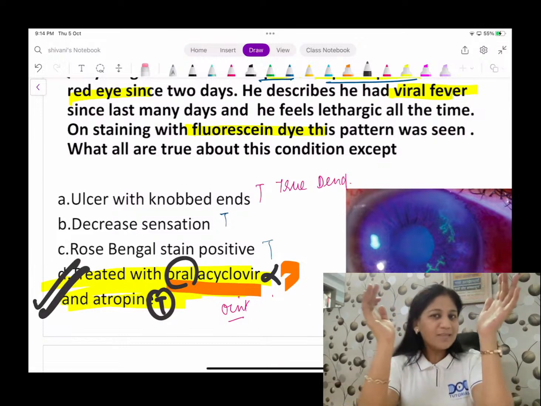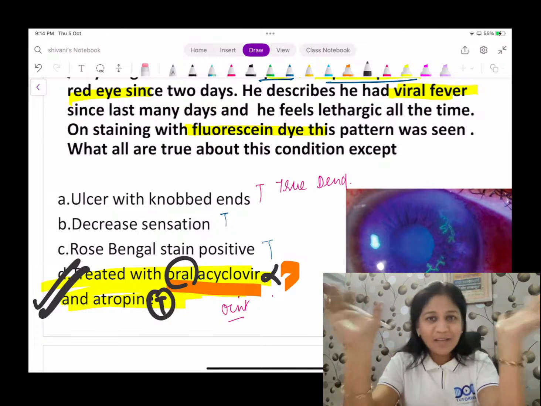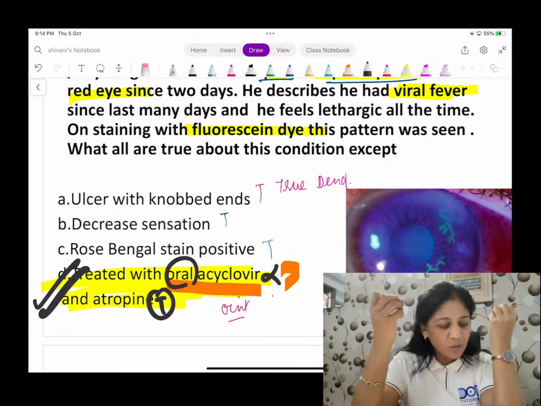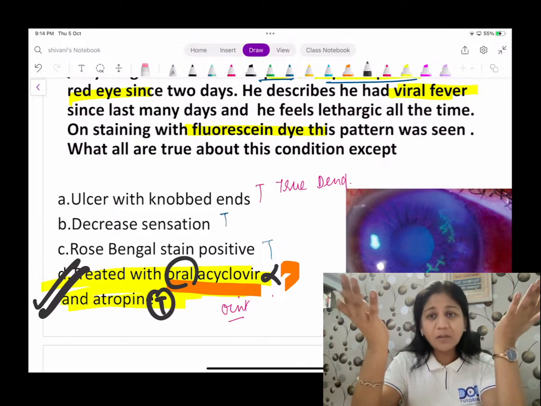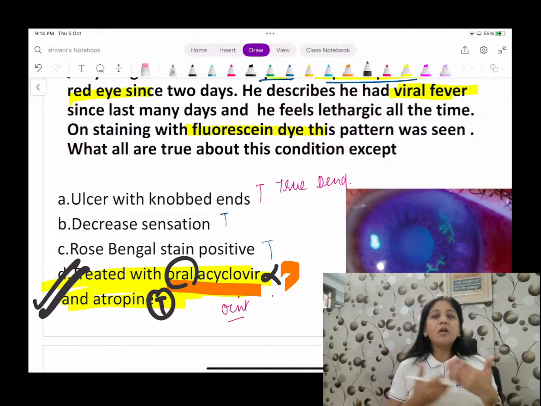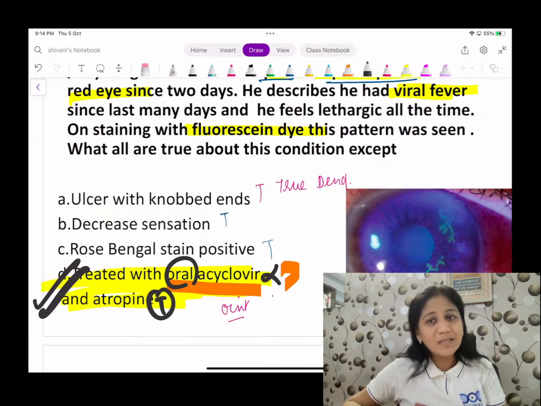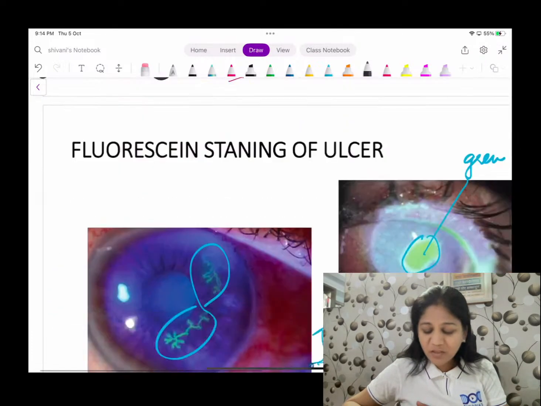Keeping the same question in mind, I had a viral ulcer in mind and I have just framed one question. They can ask you n number of questions from certain topics, right everyone? The history of viral fever and lethargy suggests that the patient does not have very good immunity. That's why he can have a herpetic ulcer again. I hope this question is clear.